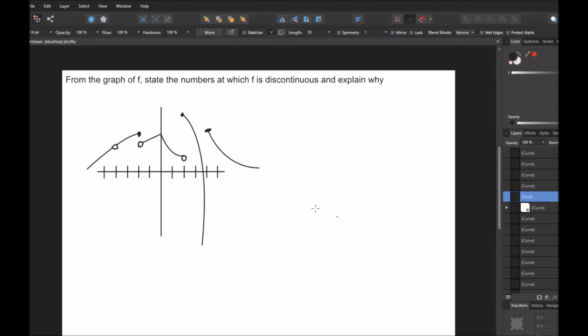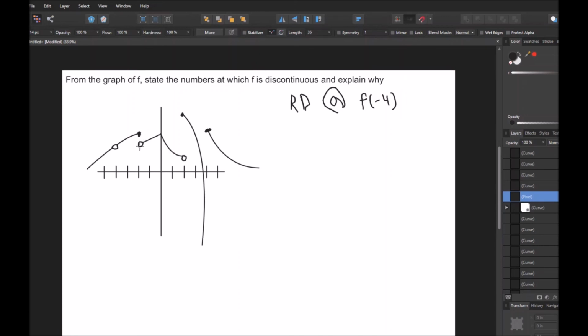So the first thing I see that's not continuous is f of negative 4 right here. And the reason it's not continuous is because there's a removable discontinuity there. So I'm going to say RD for removable discontinuity at f of negative 4. Like that. The next discontinuity I see is at f of negative 2.